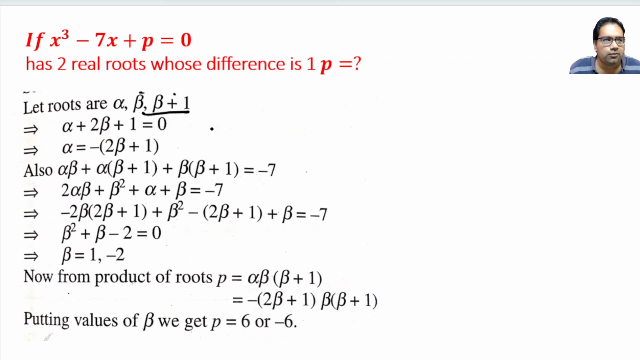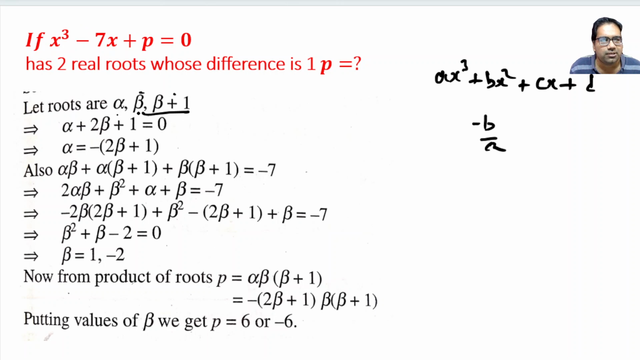Okay, now we know the sum of the roots. For a cubic equation ax cube plus bx square plus cx plus d, what is the sum of the roots? The sum of the roots would be minus b by a. In this case, b is equal to 0, right? There is no x square term here. So the sum of the roots should be equal to 0.